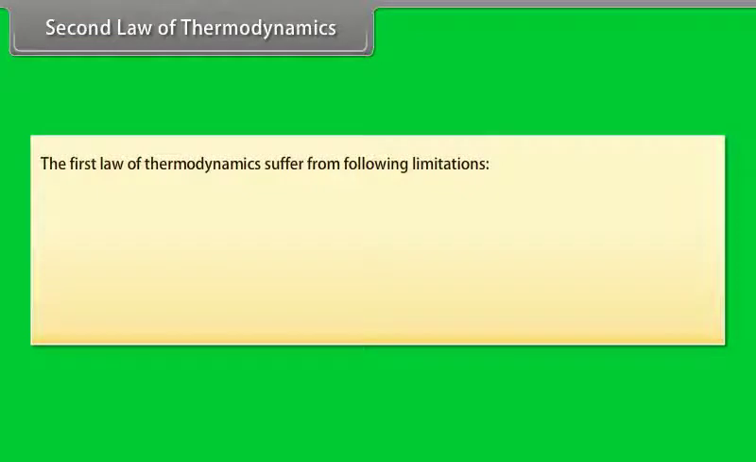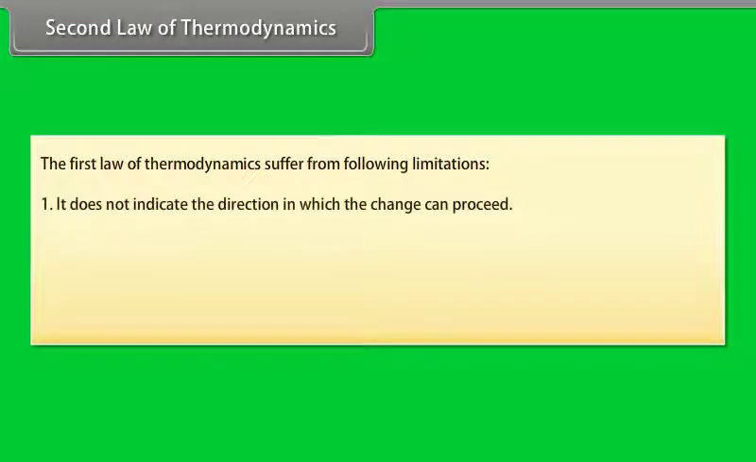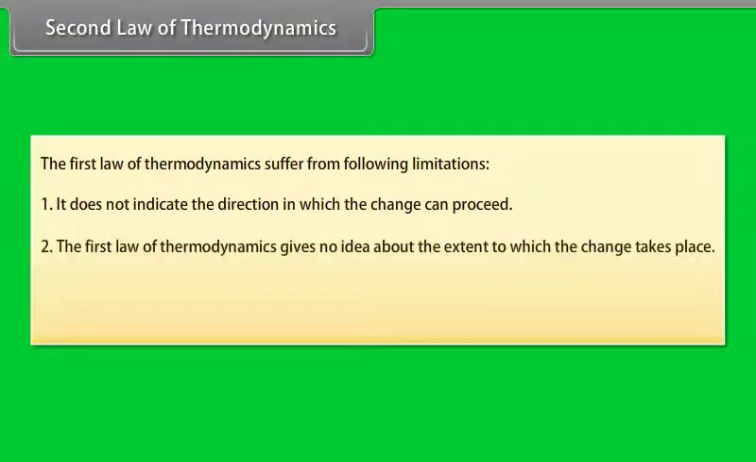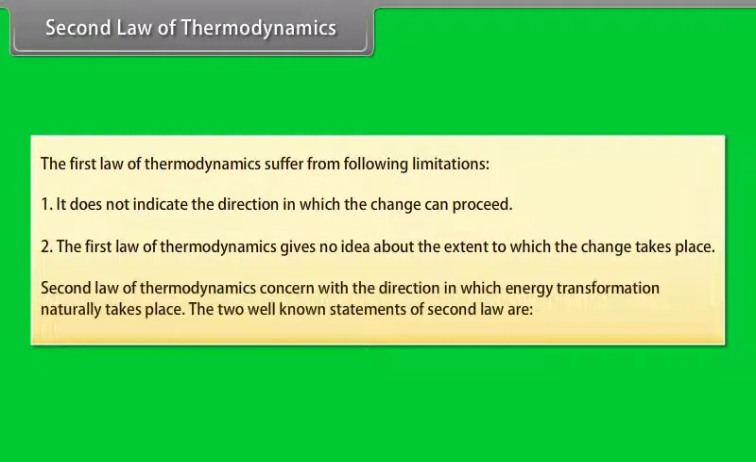Second law of thermodynamics. The first law of thermodynamics suffers from the following limitations. Number 1: it does not indicate the temperature at which change can proceed. Number 2: it gives no idea about the extent to which the changes take place. The second law of thermodynamics concerns the direction in which energy transformation naturally takes place.